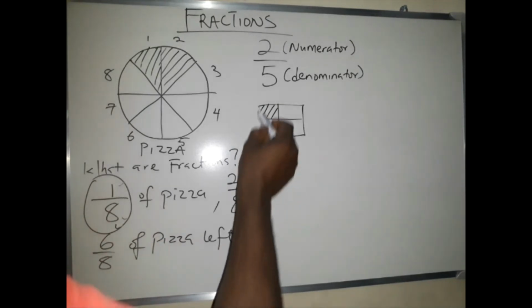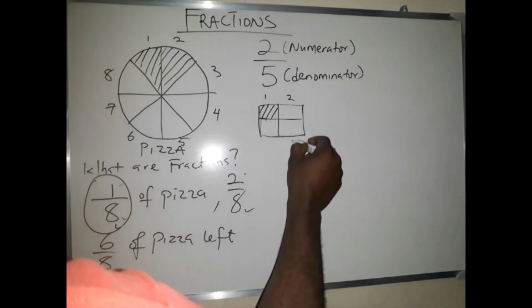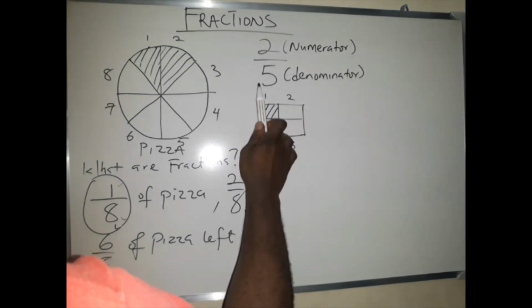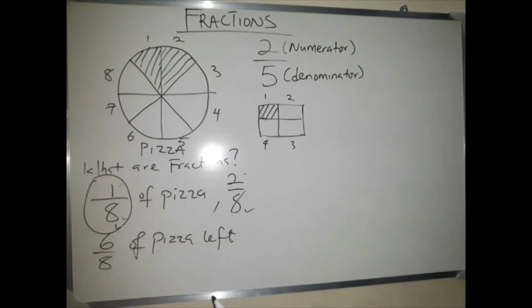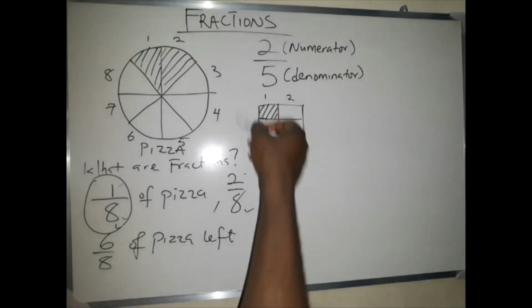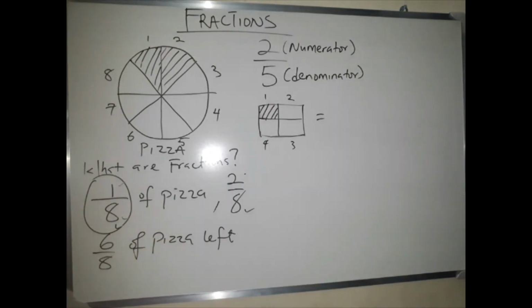This shape has about 4 parts. 1, 2, 3, and 4 parts. And the question now is, write the value of the shaded portion of this shape. Now, with our knowledge of what the numerator and denominator is, we can easily write the value of this shaded portion of this shape.